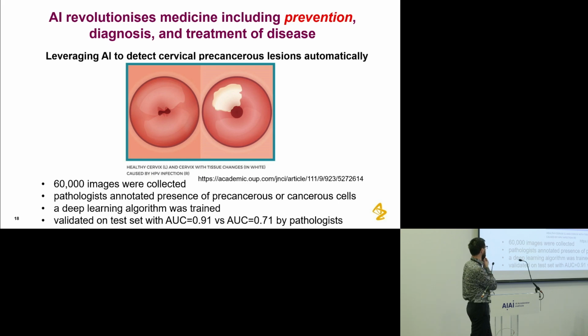Just an example of a successful algorithm: 60,000 images were collected and then annotated by pathologists, and then you can prospectively evaluate the performance and get quite high results, even on par with pathologists sometimes. And of course, again, the goal is to help pathologists, because many of them are overloaded with work and a number of these routine tasks. And for example, for prevention, potentially 90% is normal.